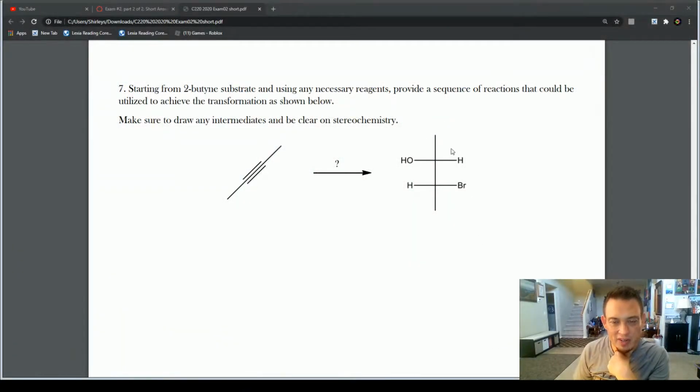Looking at the orientation of these guys, notice how they're anti to each other. It works out when you're doing the halohydrin reaction. These are always going to be anti to each other. So in order for them to be anti in the Fischer conformation, which is what this side right here is showing, that means that it came from a cis alkene. So we had to turn this to a cis alkene first, and then do the halohydrin reaction. That's all there was to it, guys.